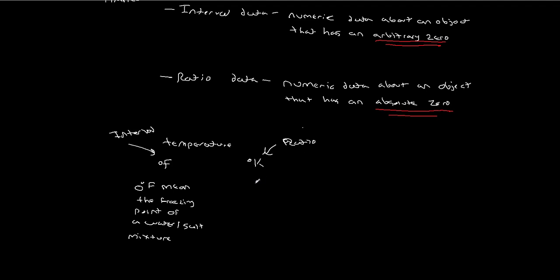What does 0 Kelvin mean? What does 0 degrees Kelvin mean? Well, Kelvin is a measure of the energy able to be produced by a given object. The higher the temperature, the more energy being produced. The lower the temperature, the less energy being produced. So 0 degrees Kelvin means that there is no more heat, there's no more energy inside the object.